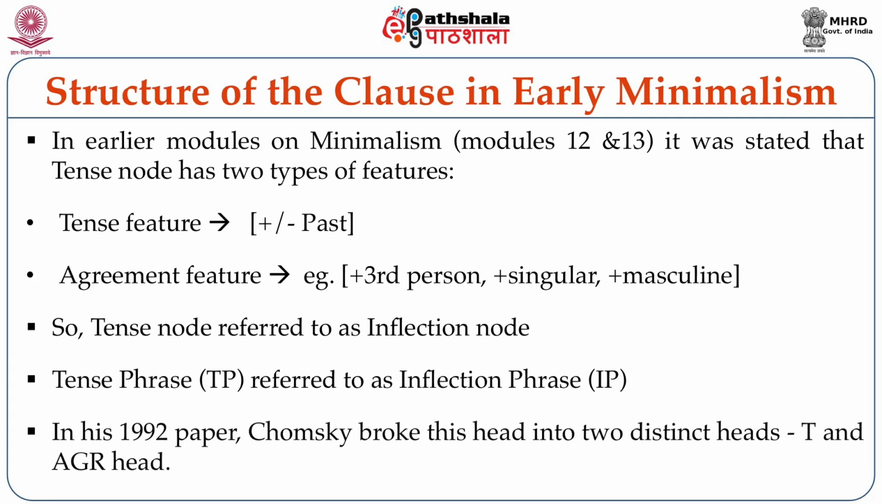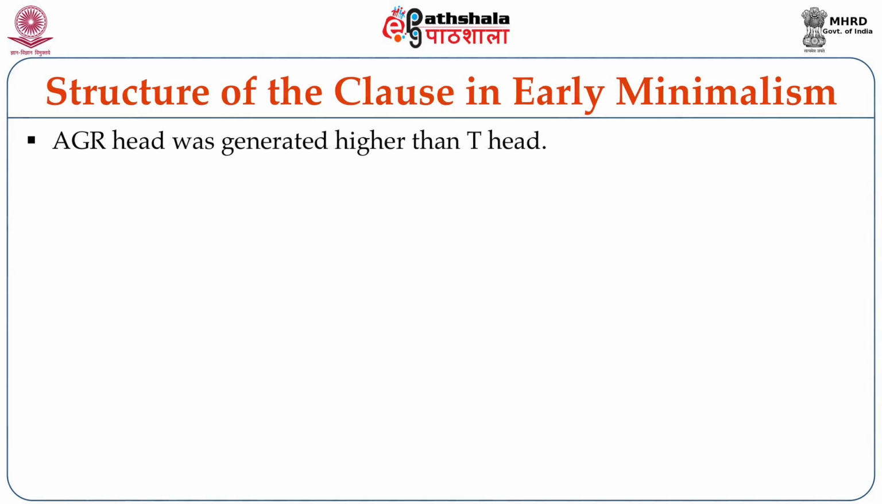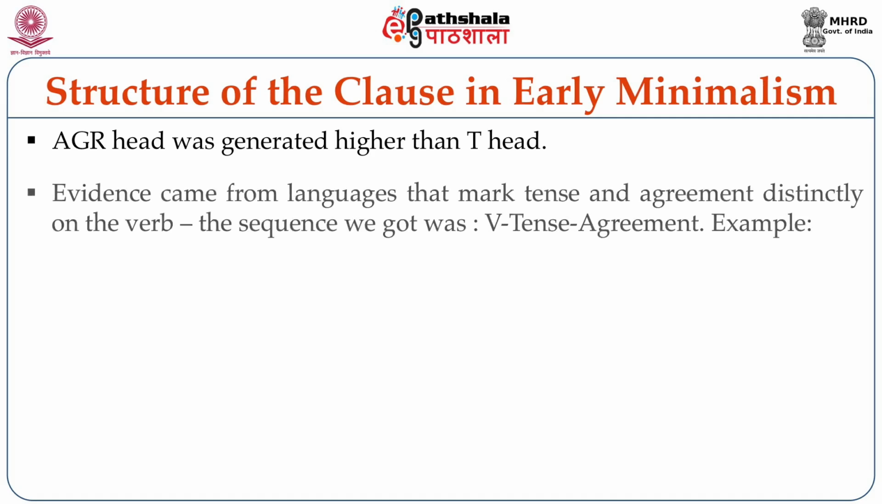In his 1992 paper, Chomsky broke this head into two distinct heads, T and AGR, and he postulated that the AGR head is generated higher than the T head. What was the evidence for this particular ordering? Evidence for AGR being generated higher than T came from languages that mark tense and agreement distinctly on the verb. In such languages, the sequence which we get is verb, tense, agreement.